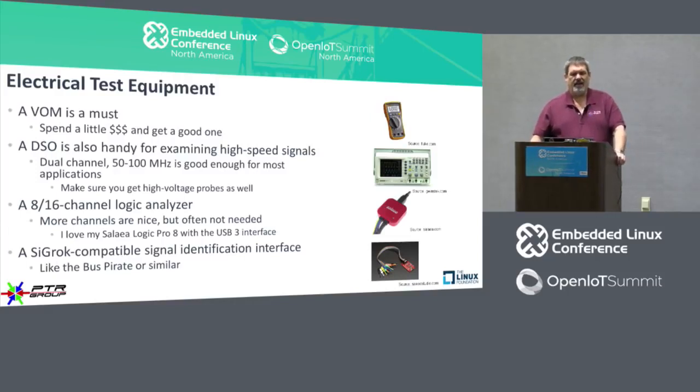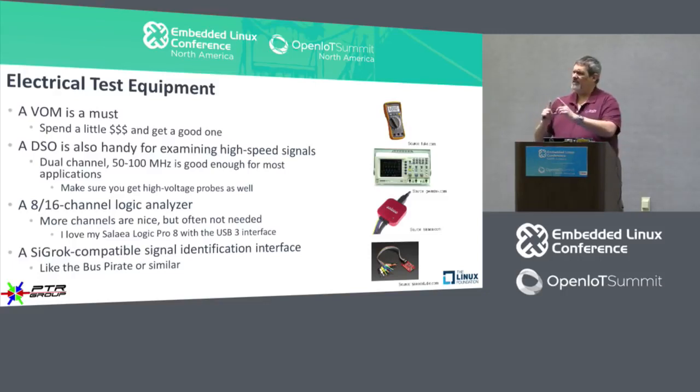And it turns out that, yeah, you can spend a lot of money on these things. I mean, Tek's got some wonderful scopes, a 4-channel, 2 gigahertz scope that'll set you back $30,000. But the reality is 50 to 100 megahertz is good enough for most of these kind of applications at least. So that means you can probably pick up a couple-hundred-dollar scope and it'll do okay.